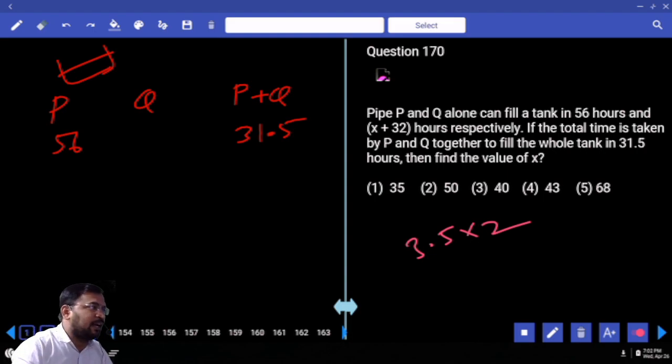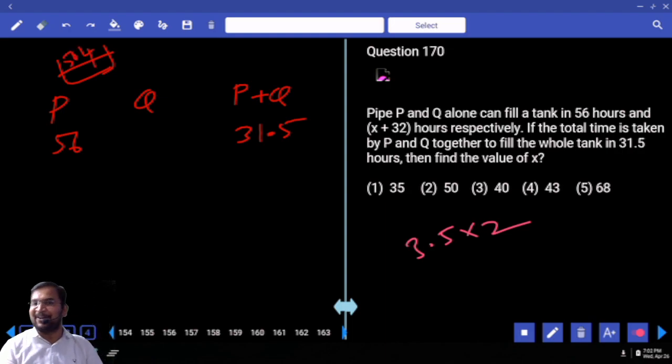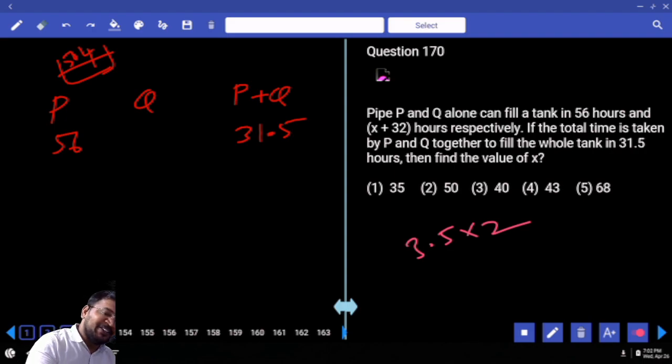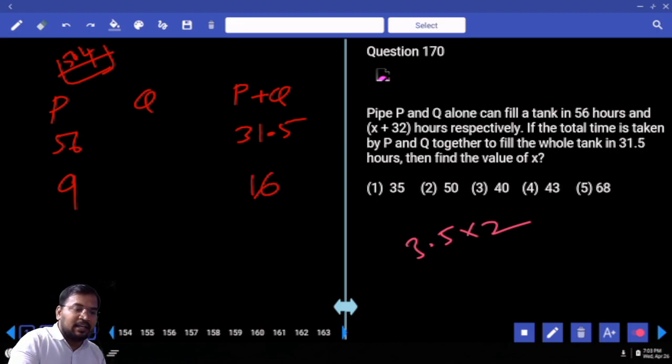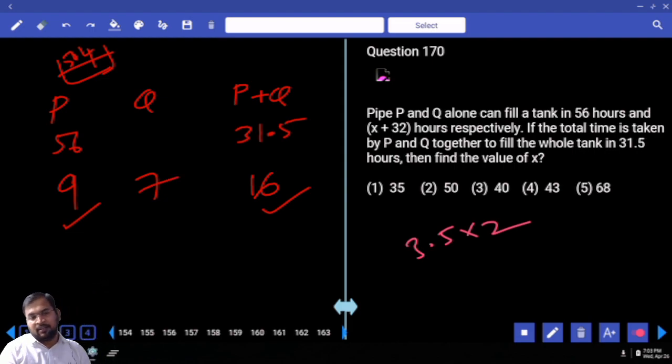So 9 into the larger value, 9 into 56, 504. LCM is 504. 56 goes how many times? 9 times. 31.5 how many times? 16 times. 16 30s are 480, 16 1.5 times is 24. 480 plus 24, 504, 16 times. P efficiency is 9. P plus Q efficiency is 16. Then Q's efficiency is 7.